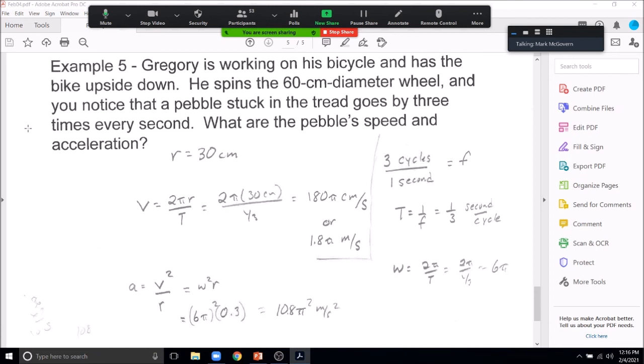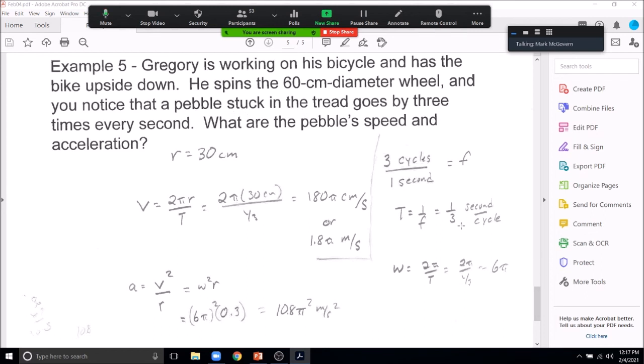So if something goes by 3 times per second, that frequency is 3, and that means the period is 1/3. If the thing goes around 3 times in a second, then how long does it take to go around once? A third of a second. So it's sometimes nice to think about these in terms of cycles per second and seconds per cycle for period. That's very helpful, because sometimes in the problem it's not exactly clear what they're trying to communicate with that statement, but ultimately they're trying to communicate period.